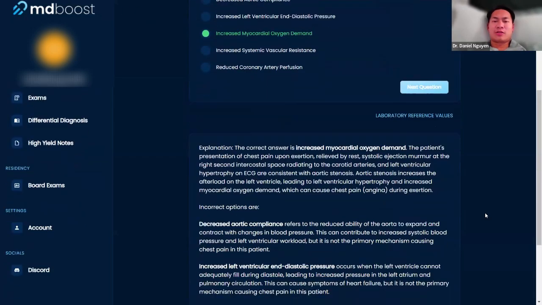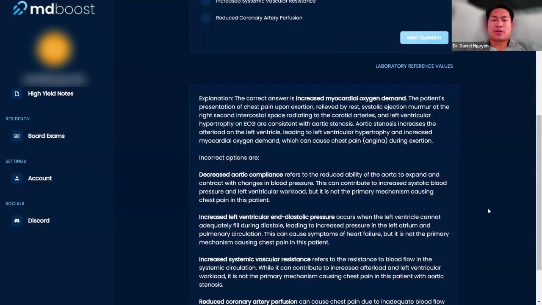Yeah, and a lot of heart pain is going to be caused by increased demand, right, or angina, right? But the patient presentation: chest pain on exertion relieved by rest, systolic ejection murmur at the right intercostal space. So this is usually aortic stenosis. That's going to be your diagnosis.